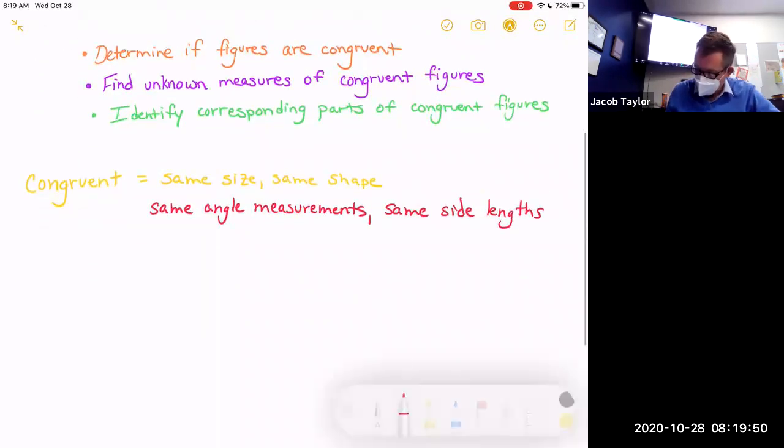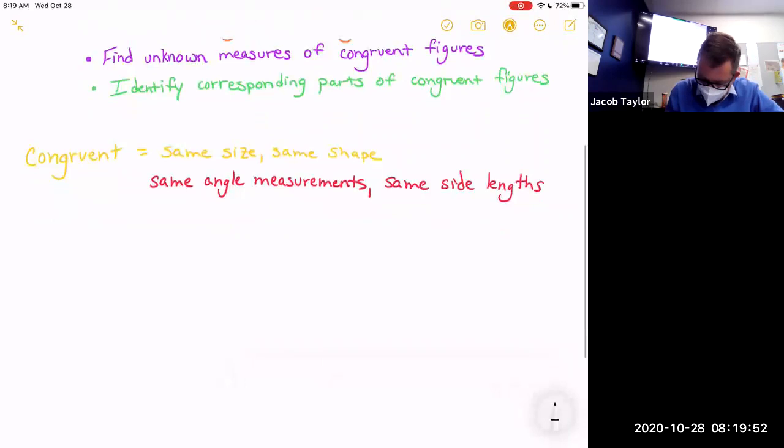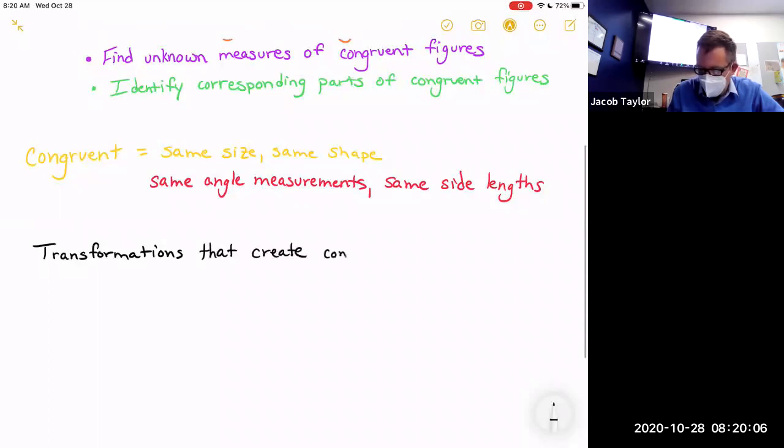In fact, let's talk about that. Not yet. Just right now. Funny you should ask. Transformations that create congruent figures. Do you remember your transformations?